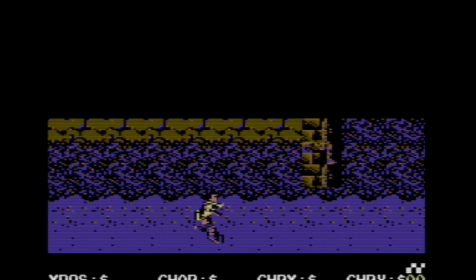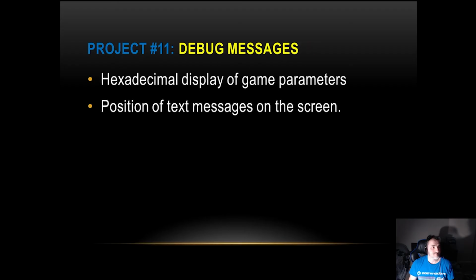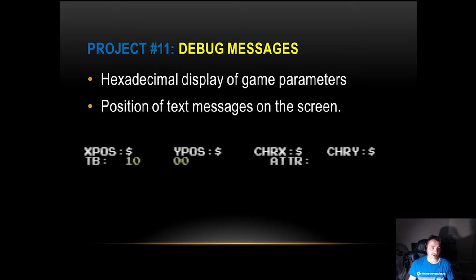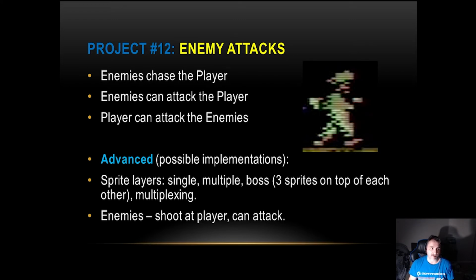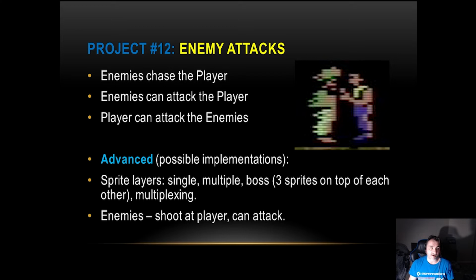These are being used by rasters, by the way. Project number 11 is debug messages. Hexadecimal display of game parameters. Position of text messages on the screen. Project number 12 is enemy attacks. Enemies chase the player. Enemies can attack the player. Player can attack the enemies.